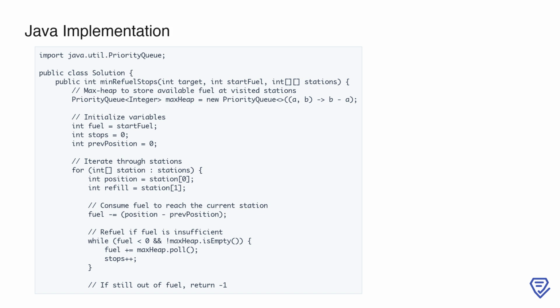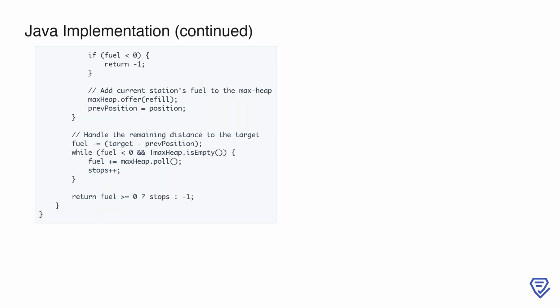For each station, we calculate the fuel required to reach its position by subtracting the distance traveled from the current fuel. If the fuel becomes negative, it means we can't reach the station with the available fuel, so we repeatedly refuel using fuel from the max heap until we have enough fuel or the max heap is empty. Each refueling operation increments the stops counter. If we run out of fuel and the heap is empty, it's impossible to proceed further, so we return -1. If the fuel is still less than 0 after attempting to refuel with all available options, we return -1, indicating that reaching the target is not possible.